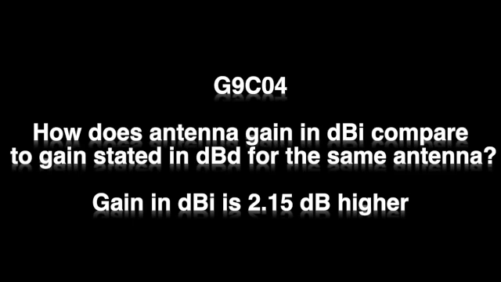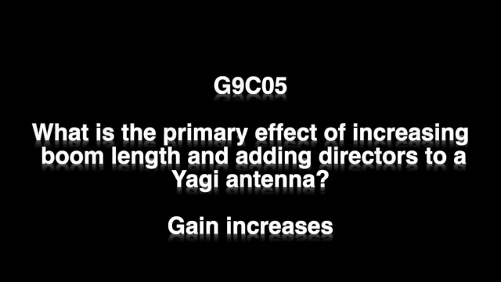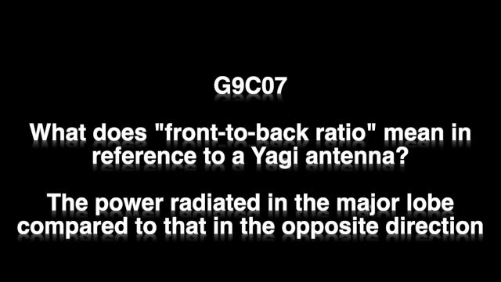G9C04. How does antenna gain in dBi compare to gain stated in dBd for the same antenna? Gain in dBi is 2.15 decibels higher. G9C05. What is the primary effect of increasing boom length and adding directors to a Yagi antenna? Gain increases. G9C07. What does front-to-back ratio mean in reference to a Yagi antenna? The power radiated in the major lobe compared to that in the opposite direction.